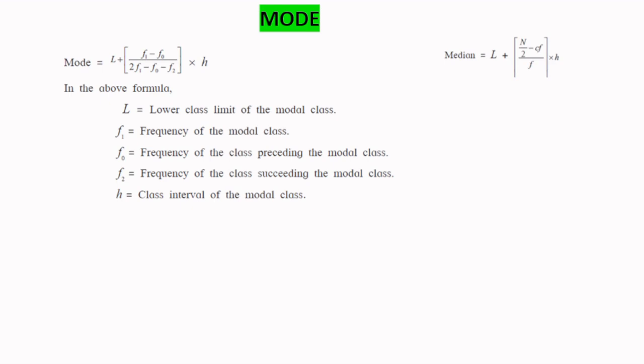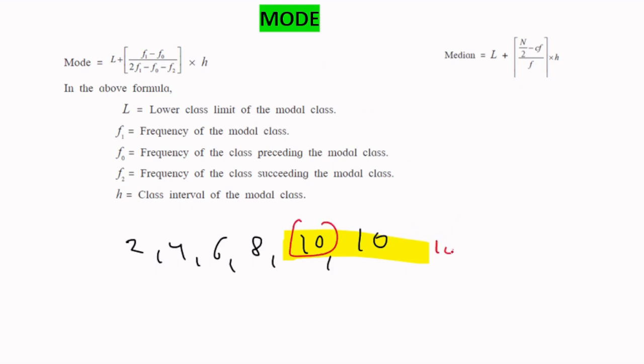So what is mode? If there is more repetition, then that will be counted as the mode. What do you mean by repetition? For example, we have numbers like 2, 4, 6, 8, 10 and 10. Here you can see 10 is repeated twice, and this is the highest repetition. We can say that 10 is our mode.